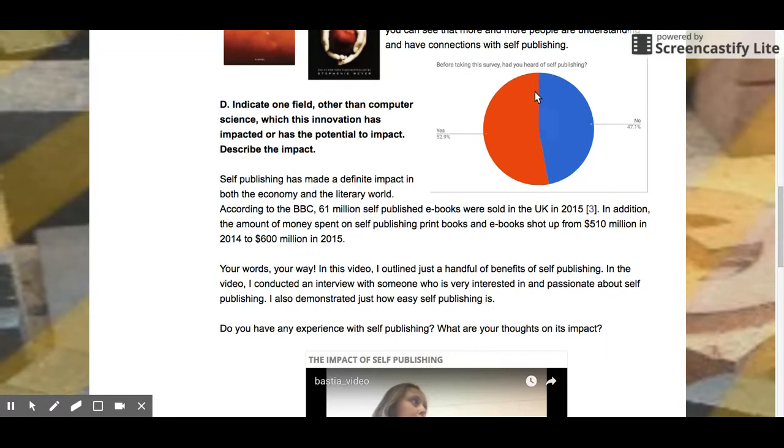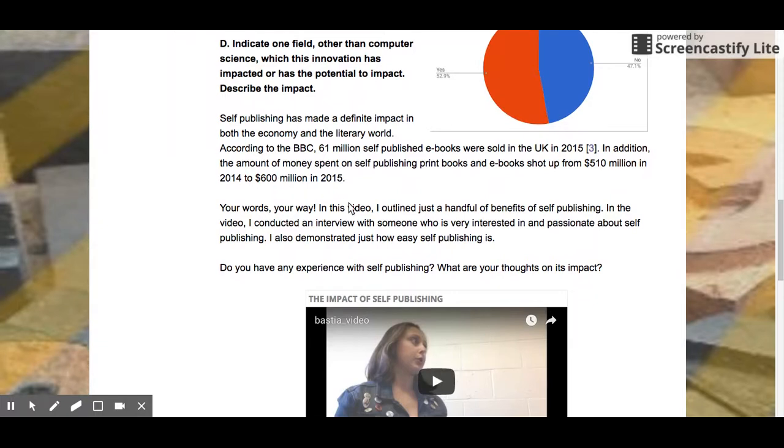So, this red wedge, this yes wedge, have you heard of self-publishing? More and more people know about it. It's no longer seen as the way for authors to publish books that aren't necessarily good enough for publishing companies. No, it's a way for authors to really take control of their projects. And so the economy is definitely feeling the impacts of self-publishing.